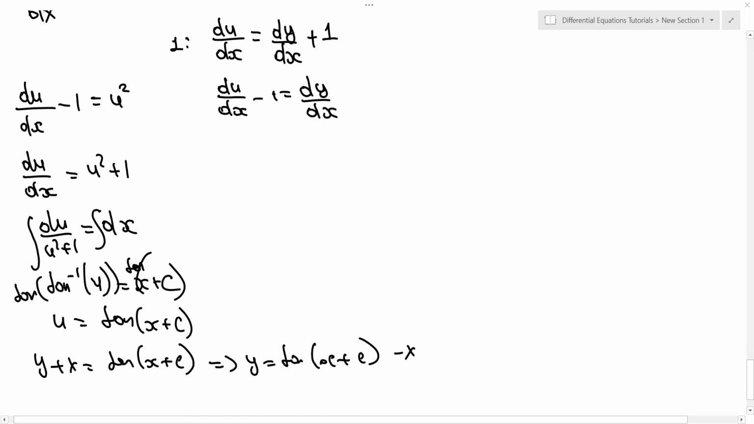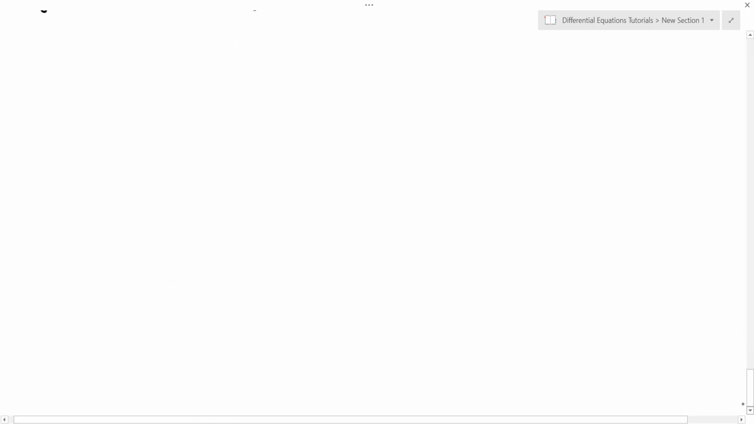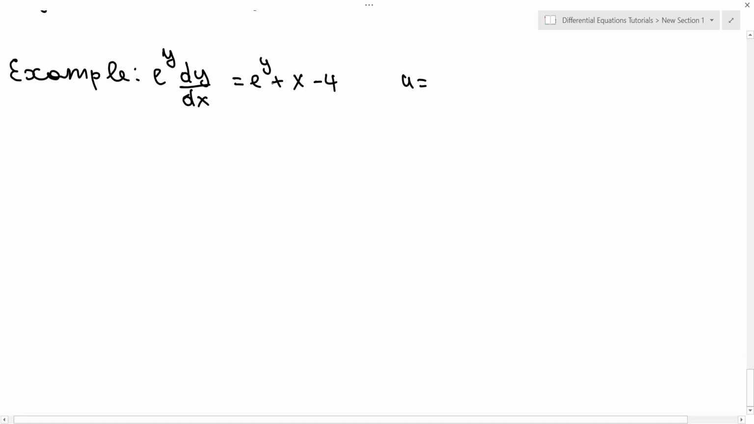So if you are getting it, this is why I used separation of the variables first at the beginning to explain to you, because every video on the substitution method comes to the separation of the variables at the end. Now let's look at the last example: e to the power of y dy over dx is equal to e to the power of y plus x minus 4. In this, again, we use this as a substitution, u is equal to e to the power of y plus x minus 4.